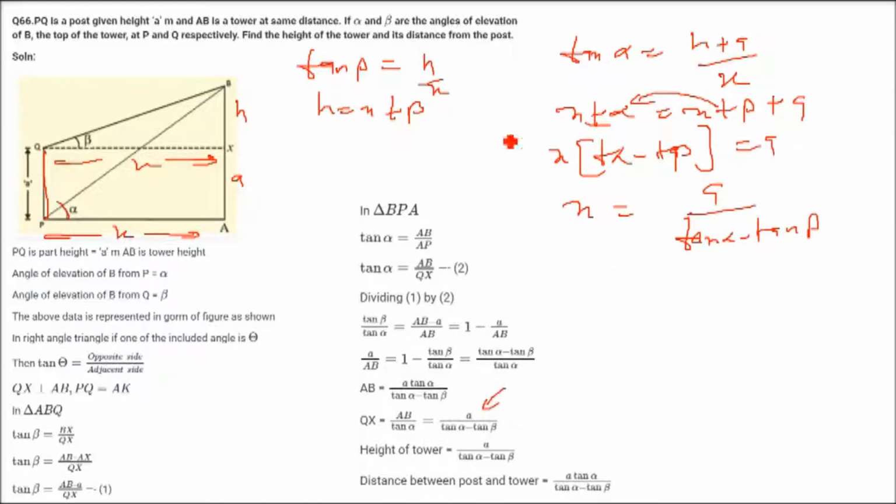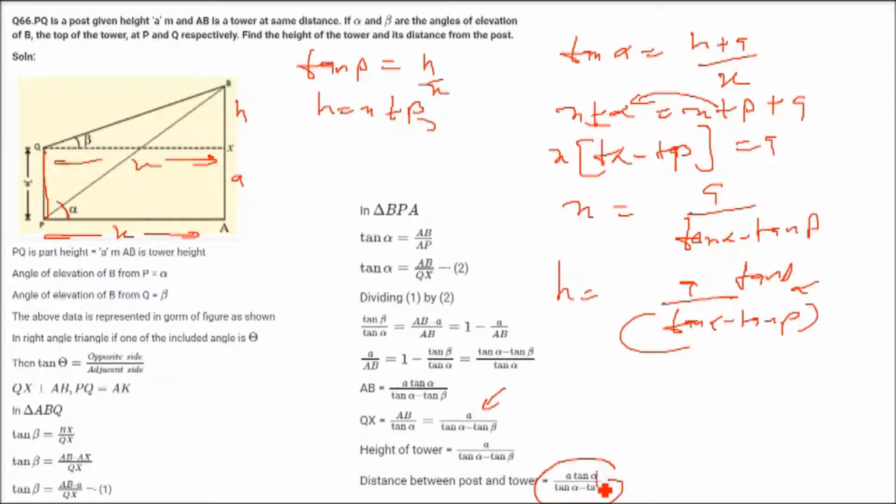And now coming to the H one, so H is X tan beta. So H will be equal to A by (tan alpha minus tan beta) into tan beta. So A tan beta by (tan alpha minus tan beta) is the answer for this height.